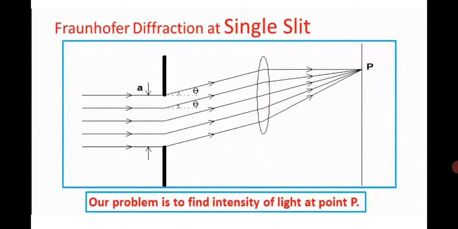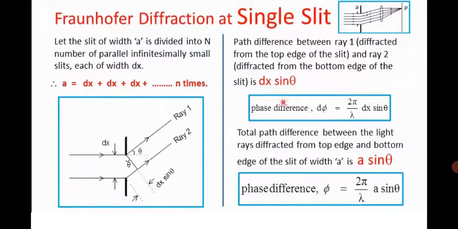Now, in Fraunhofer diffraction, as I explained, parallel rays are incident and there is diffraction at an angle theta. All rays are diffracted in both directions. If we consider only one side, then by using a biconvex lens, these rays converge at a single point. We observe this Fraunhofer diffraction by a single slit, and we consider an infinitesimally small slit of width dx.